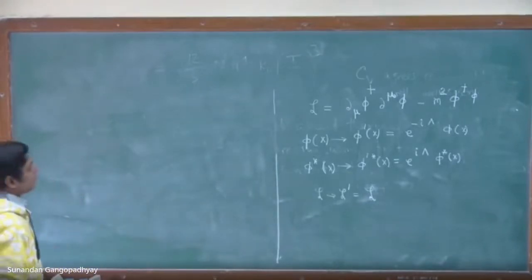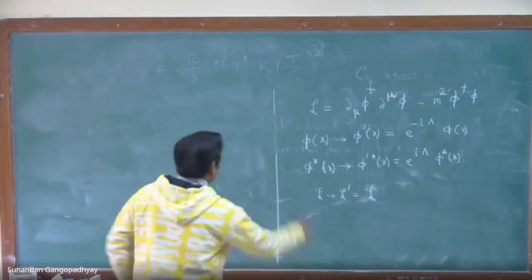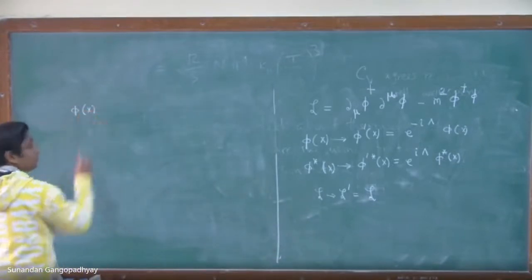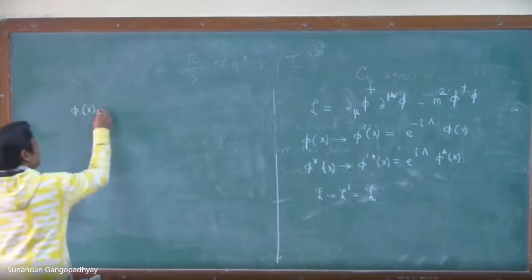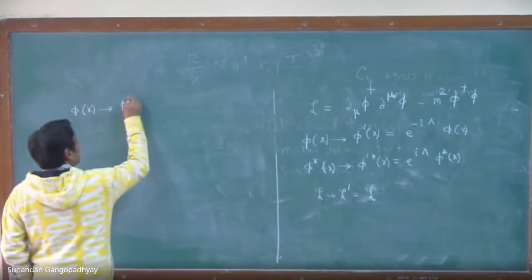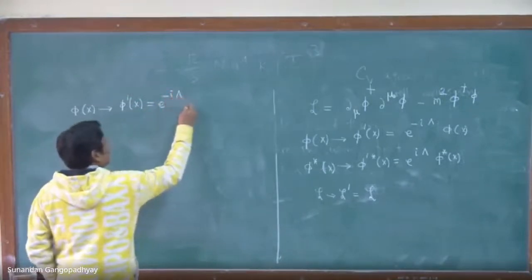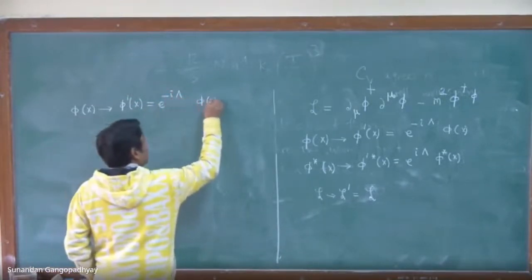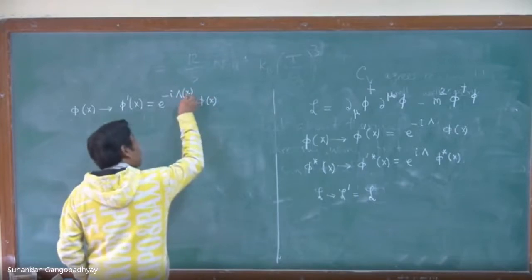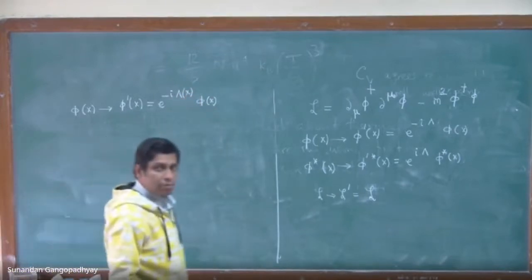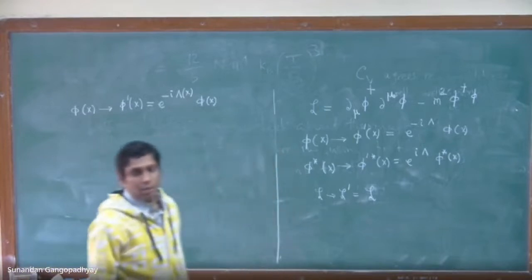Suppose I make a transformation. I say that phi x goes to phi prime x, and that is equal to e to the power of minus I lambda phi of x, but this time I make lambda to be a function of x, and x is a 4 vector, so it is actually time t as well as the spatial coordinates.